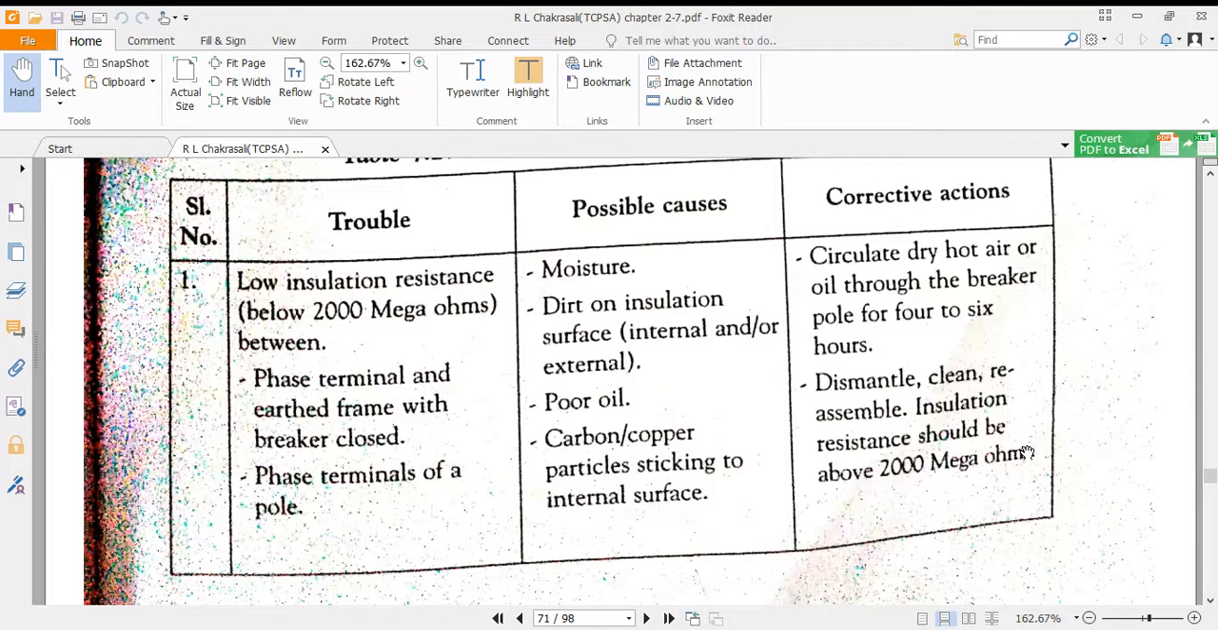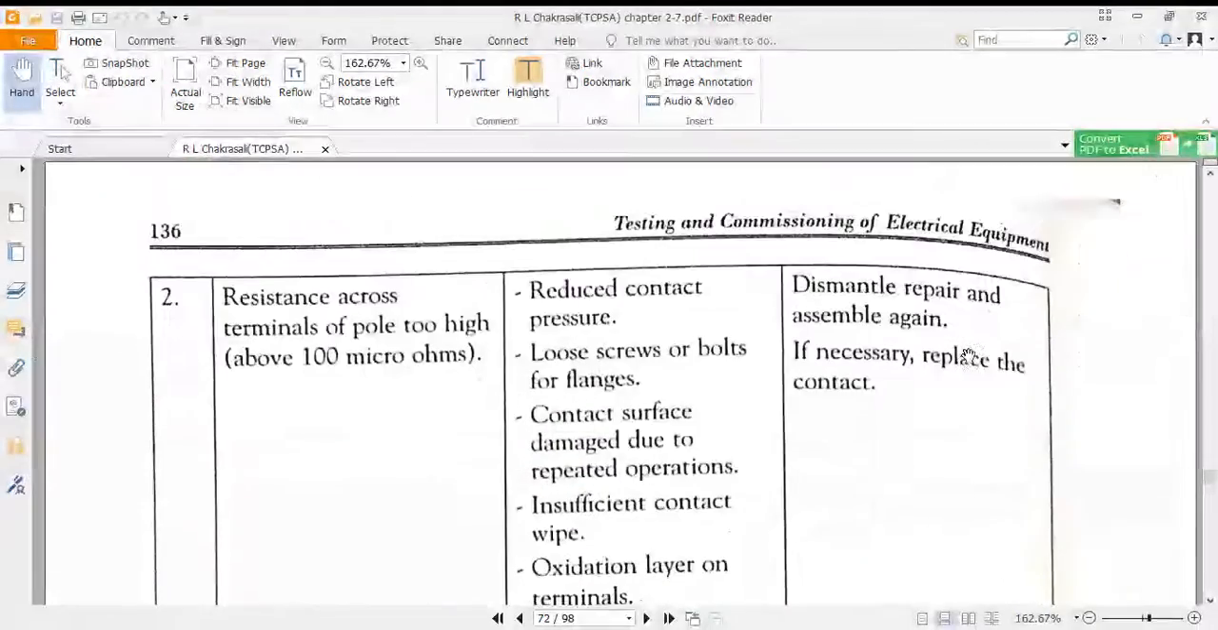This is how we look at the problem. It's not guessing the possible causes, it's a tested methodology. Only because of these reasons this trouble will appear, and these are the corrective actions we need to take.